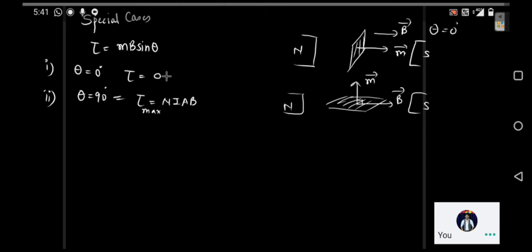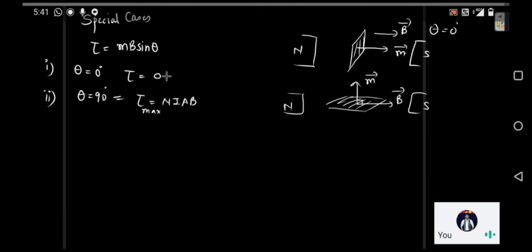Now the expression for the torque holds good for a loop of any shape. You consider a loop of any shape, may it be circular, hexagonal, rectangular, or a square loop. Any shape of loop is valid. The same concept will be applied. This expression will hold true. That is, tau is equal to NIAB sine of theta, or tau is equal to m cross B. This is going to hold true.